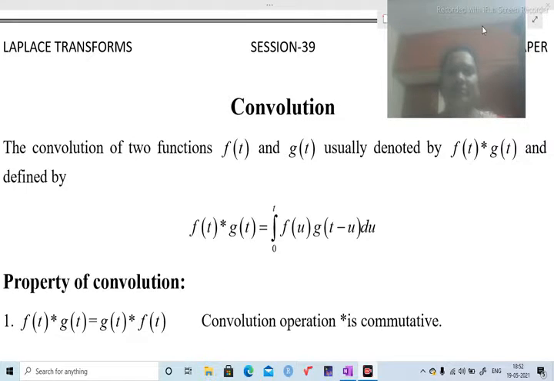Convolution. The convolution of two functions f(t) and g(t) is usually denoted by f(t) star g(t) and is defined by f(t) star g(t) equal to integration 0 to t f(u) g(t minus u) du.